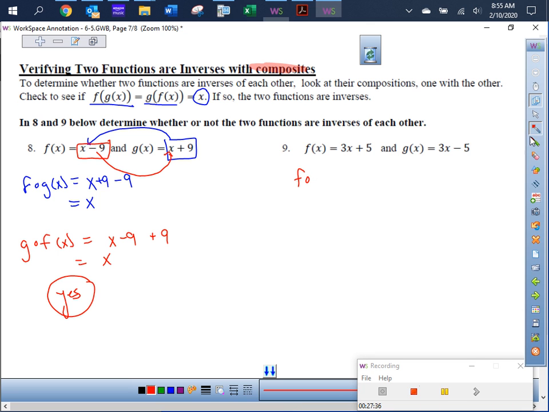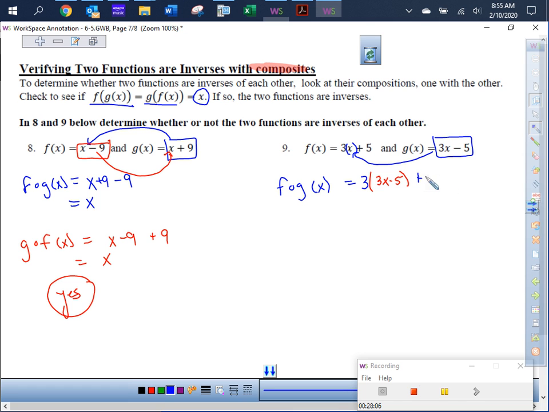Let's find f of g of x. I'll do it in blue to keep myself consistent. Let's find f of g of x. Who goes into who? G goes into f. So I like to do this. And it's got to go into parentheses, right? Because there's something in front of that x. So that's going to be 3 times 3x minus 5. And then there's a plus 5 after that.